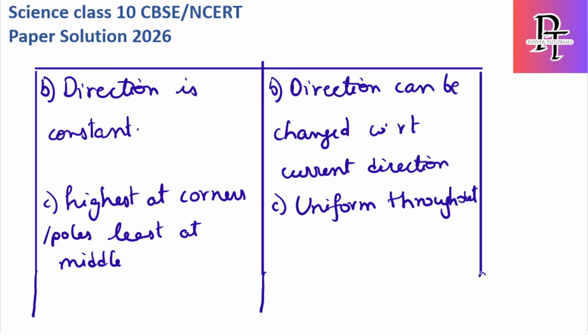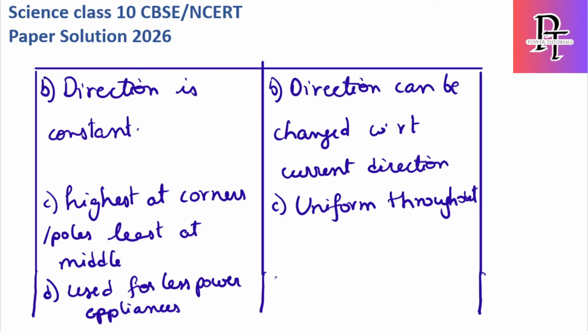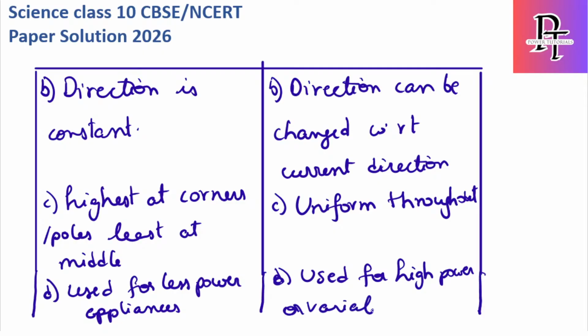So the small last one, you can write it as example or use. Bar magnet is used for low power appliances, while solenoid is used for industries, for high power or variable power. Okay, so the 4 points will be sufficient.